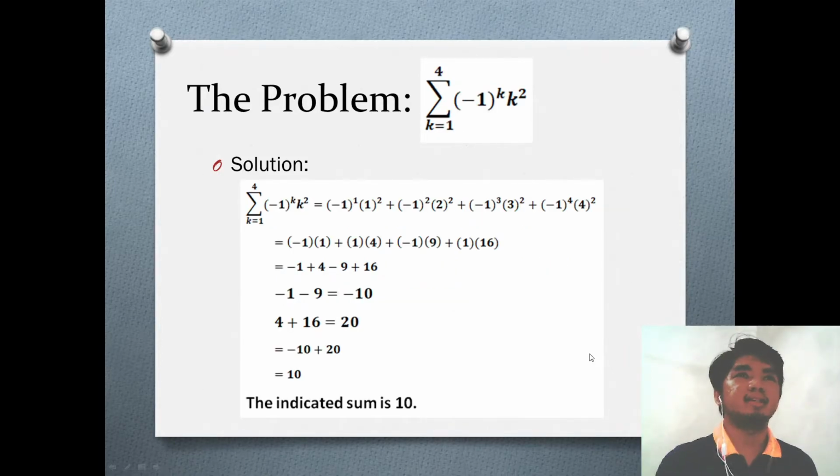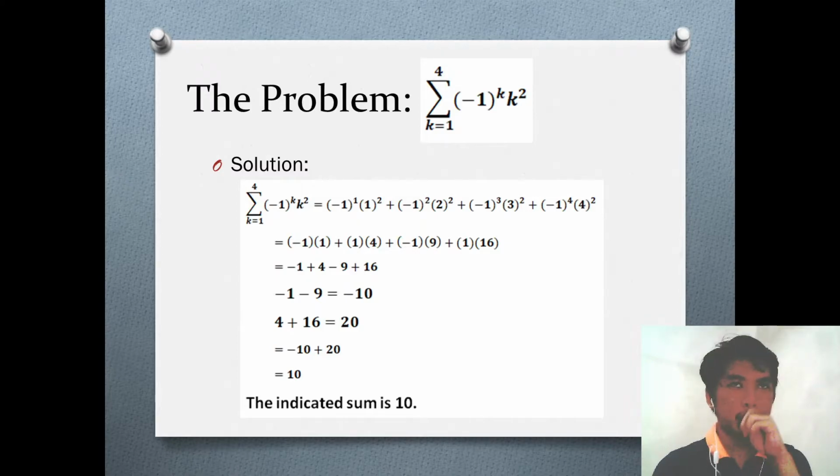So the next problem is negative 1 to the power of k multiplied by k to the power of 2 with a summation from 1 to 4. So the solution for this problem is negative 1 to the power of 1 times 1 to the power of 2, plus negative 1 to the power of 2 multiplied by 2 to the power of 2, plus negative 1 to the power of 3 multiplied by 3 to the power of 2, plus negative 1 to the power of 4 multiplied by 4 to the power of 2. So first we're gonna simplify it.